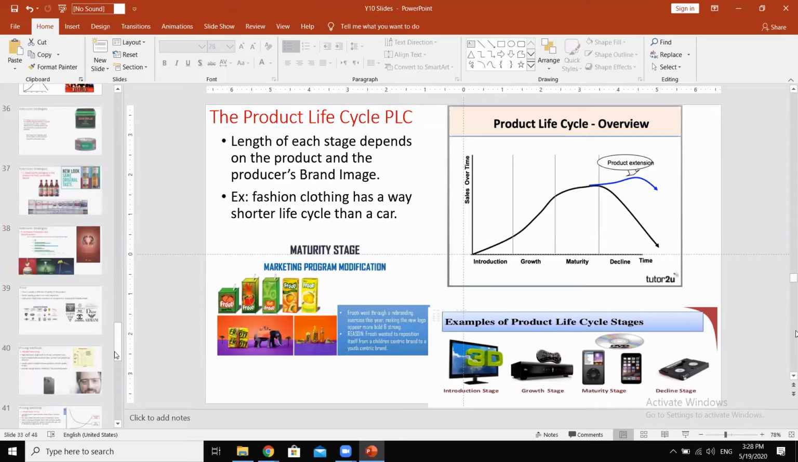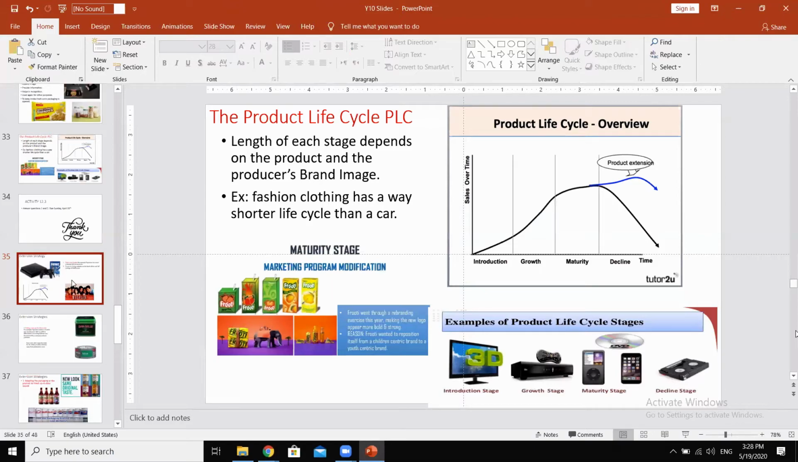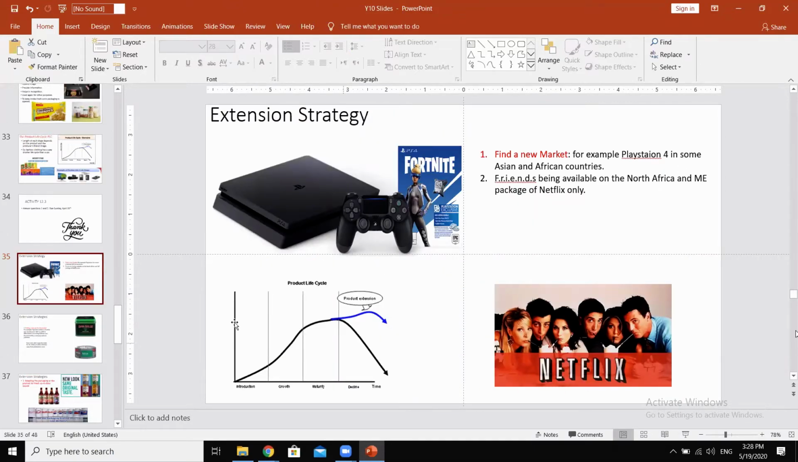Okay, then we came to something else after the product. We came to the extension strategies, and we are still talking about PLC, by the way. When do we do an extension strategy? When we hit maturity. We want to extend the stage, because maturity is when you have the highest sales and profit. So we want to stay in this stage for as long as possible. So how do we do it?